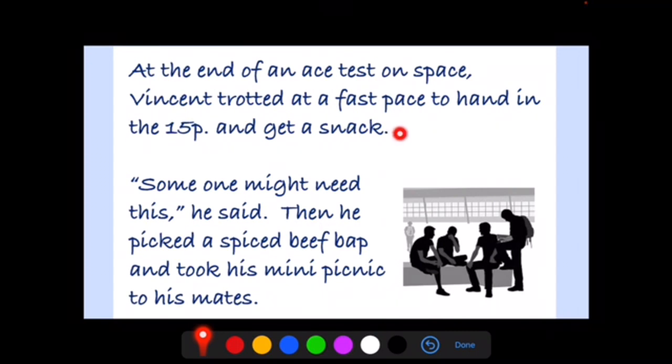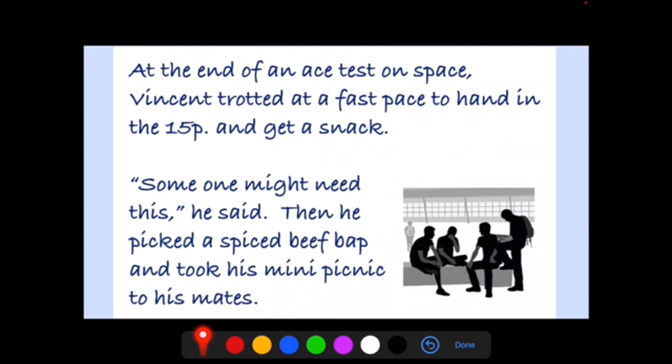At the end of an ace test on space, Vincent trotted at a fast pace to hand in the 15 pence and get a snack. Someone might need this, he said. Then he picked a spice beef bap and took his mini picnic to his mates.